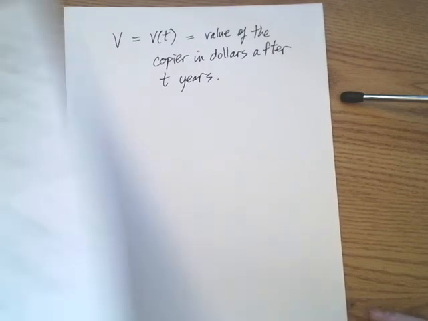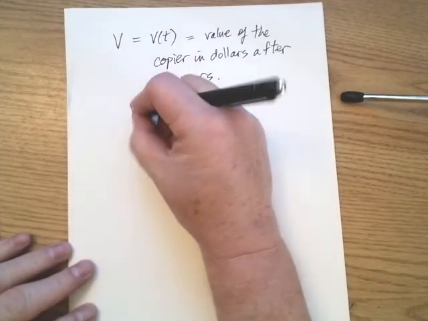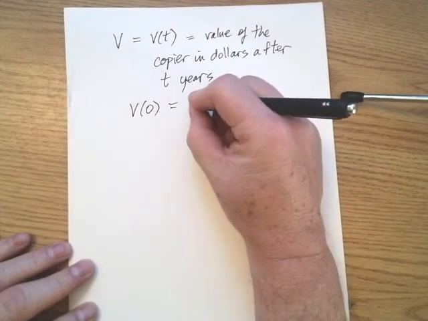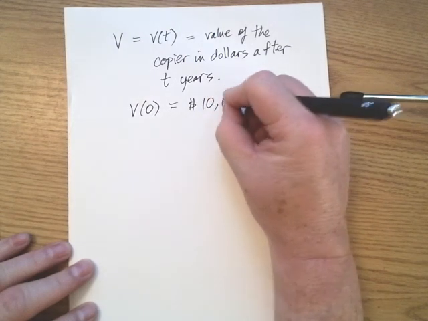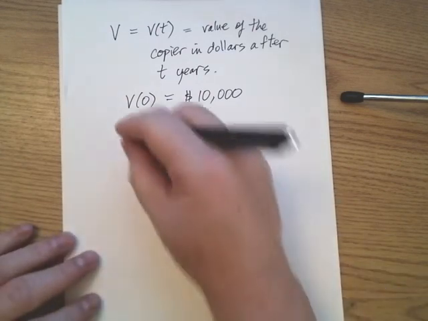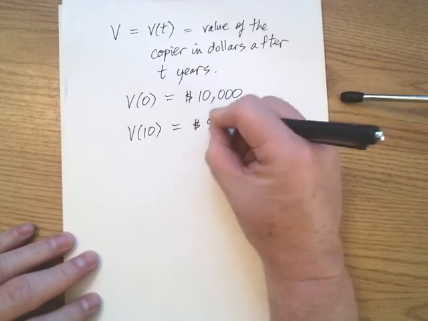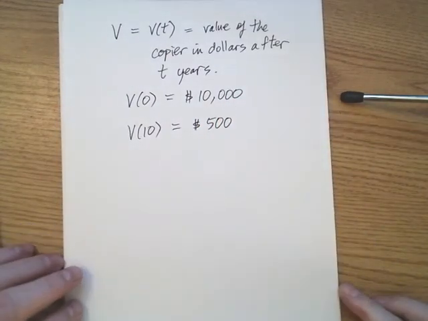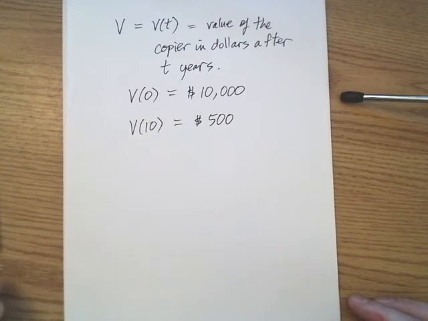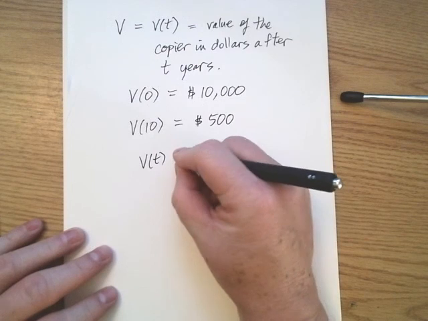Well, the initial value of the copy machine was what? $10,000. So we'll say v of 0 is 10,000. That's one bit of information that we have. And the second bit of information is v of 10 is $500. So it's estimated that its scrap value, its value when it needs to be replaced, is about $500.